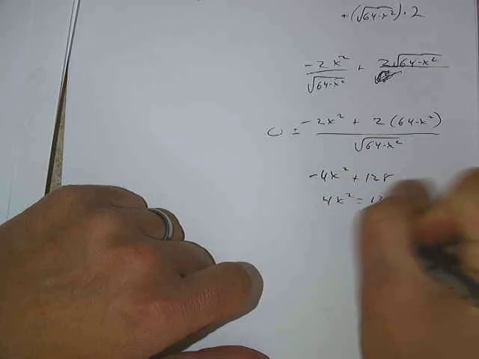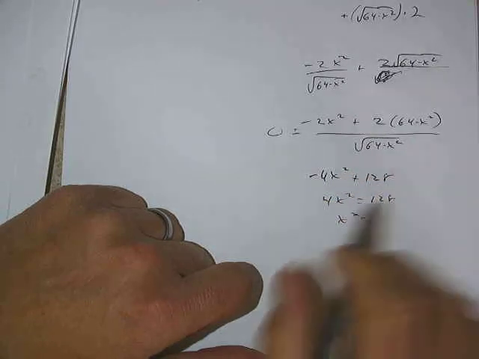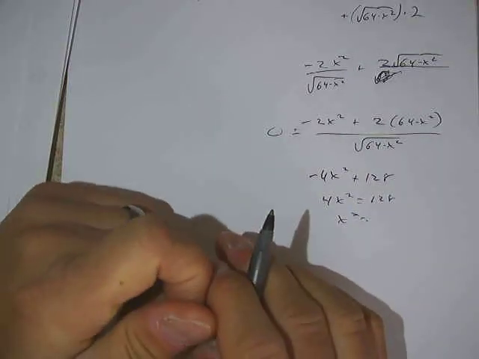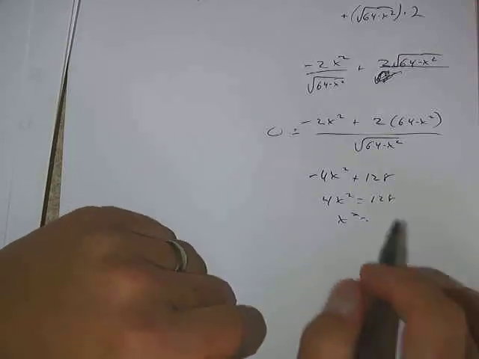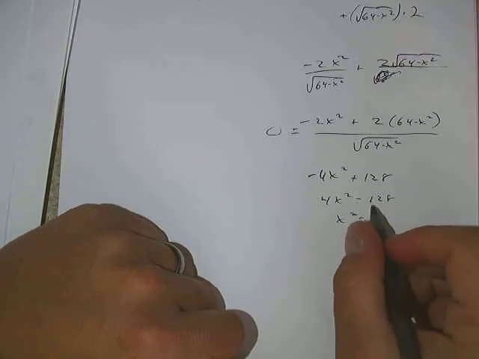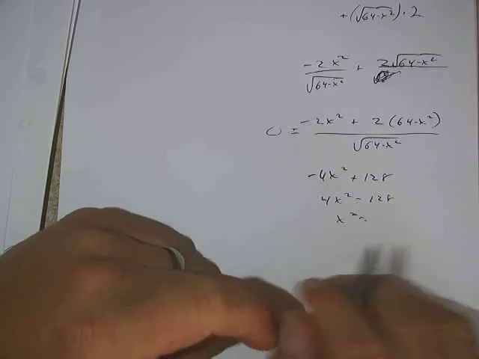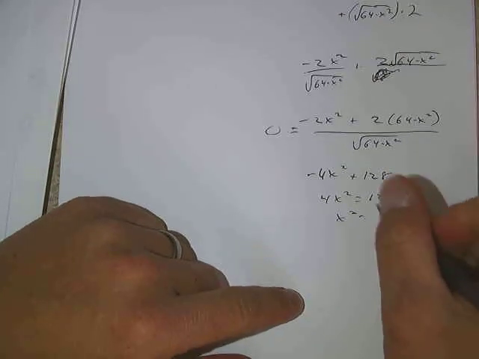We need to set this equal to 0, so the best way to do that would be to get a common denominator and make one fraction out of this. Obviously, the common denominator would be this. So we'd have negative 2x squared plus, if we multiplied the top by that, 64 minus x squared. On the bottom, we would have the square root of 64 minus x squared.